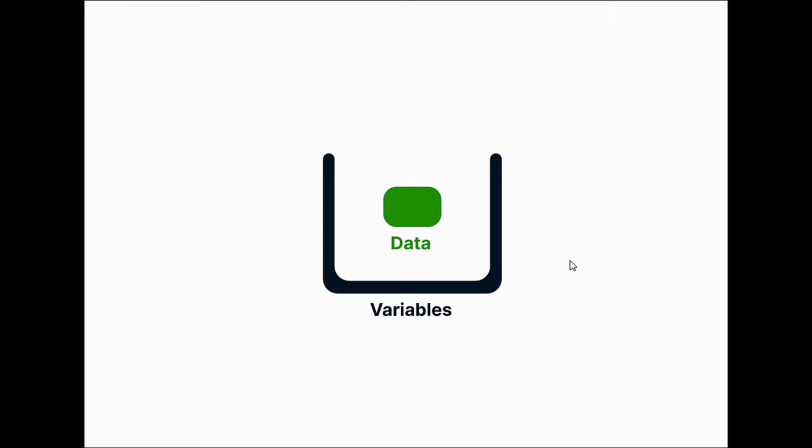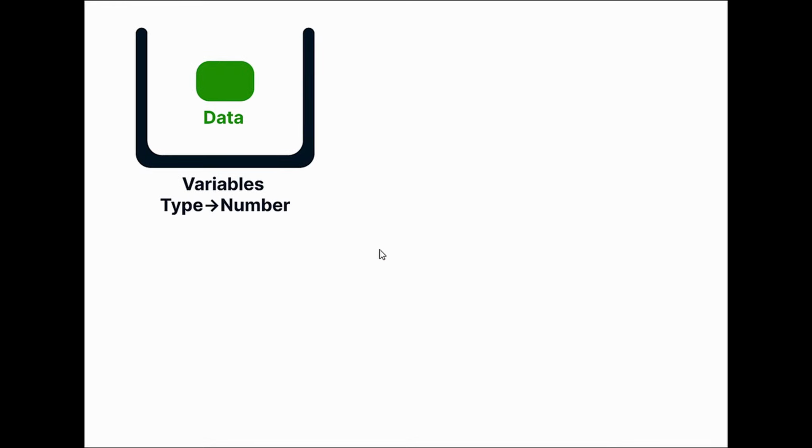And there are different types of variables, where each type of variable can only hold a specific type of data. For example, there are types of variables that can hold only numbers. It cannot store any other type of data besides numbers.